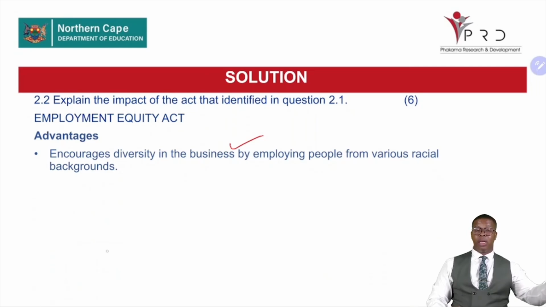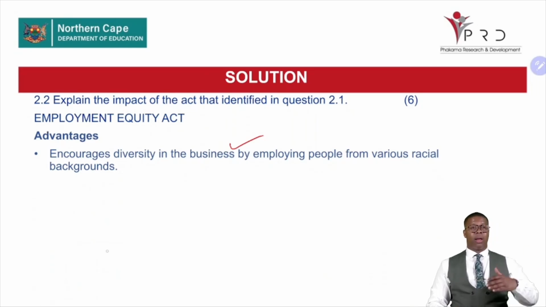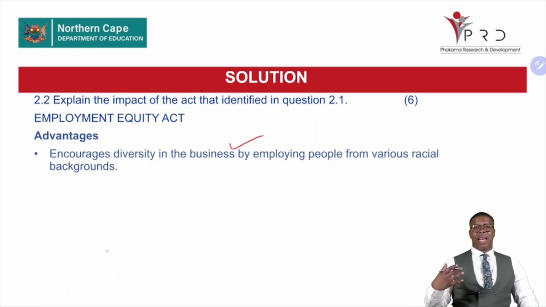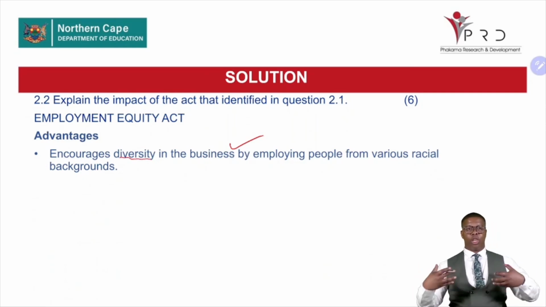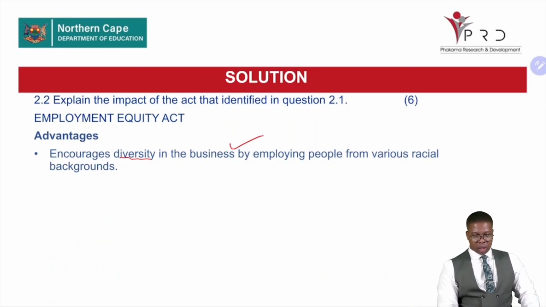We have now males and females in the workplace, and we have young and old people in the same working environment because of the idea of previously disadvantaged. So it ensures that all those who were previously disadvantaged are given opportunities. Hence we say it encourages diversity in the workplace. And remember, the word diversity means accommodating different people in one business environment. So it encourages diversity by employing people from various racial backgrounds.